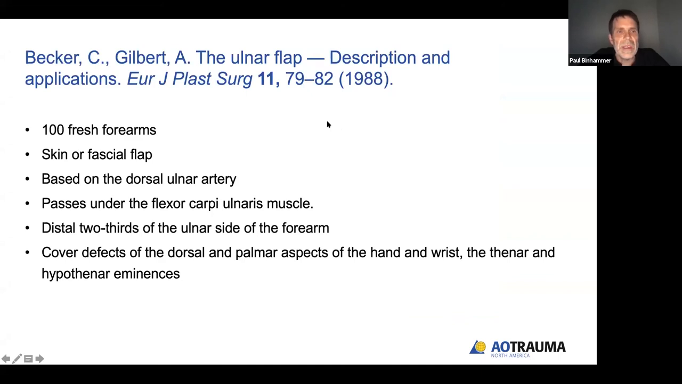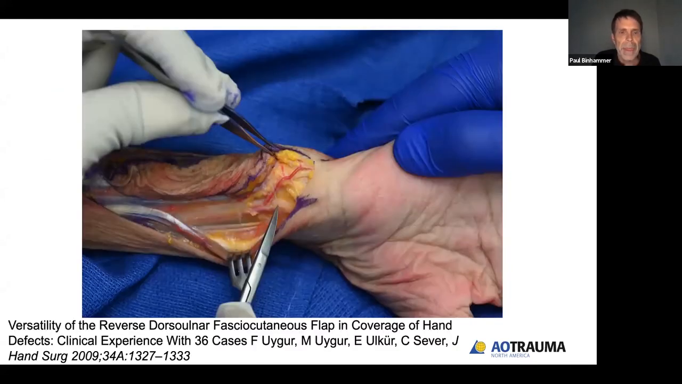In this paper, they dissected 100 fresh forearms. They demonstrated a skin or fascial flap based on this dorsal ulnar artery, which passes underneath the flexor carpi ulnaris. They were able to demonstrate supply to the distal 2/3 of the ulnar side of the forearm, and it covers defects of the hand, both dorsal and palmar, and the wrist. It's been used for median nerve coverage, the thenars and the hypothenars. I'd add one other thing: in subsequent dissections and cases, sometimes this vessel actually comes off the anterior interosseous artery, but that's in a very small percentage of cases.